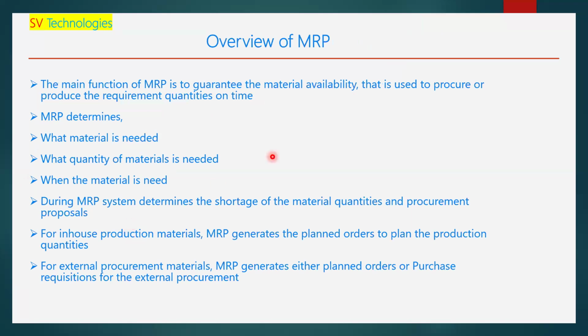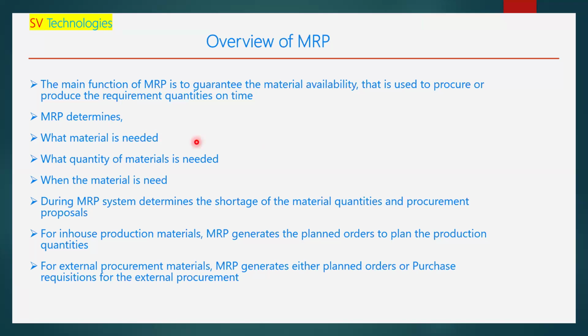As I told you, the main objective of this MRP is to guarantee material availability, which is used to procure or produce the requirement quantities on time. This is the main objective of material requirement planning. It determines what material is needed, how much quantity is needed, and when it is needed. All these things will be calculated during this MRP.